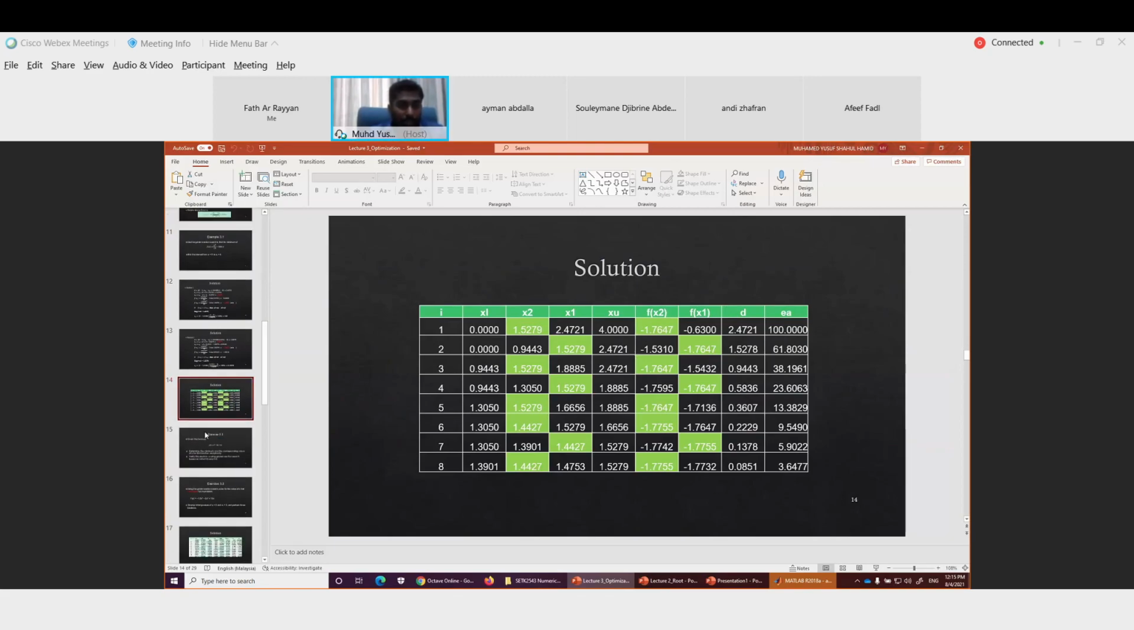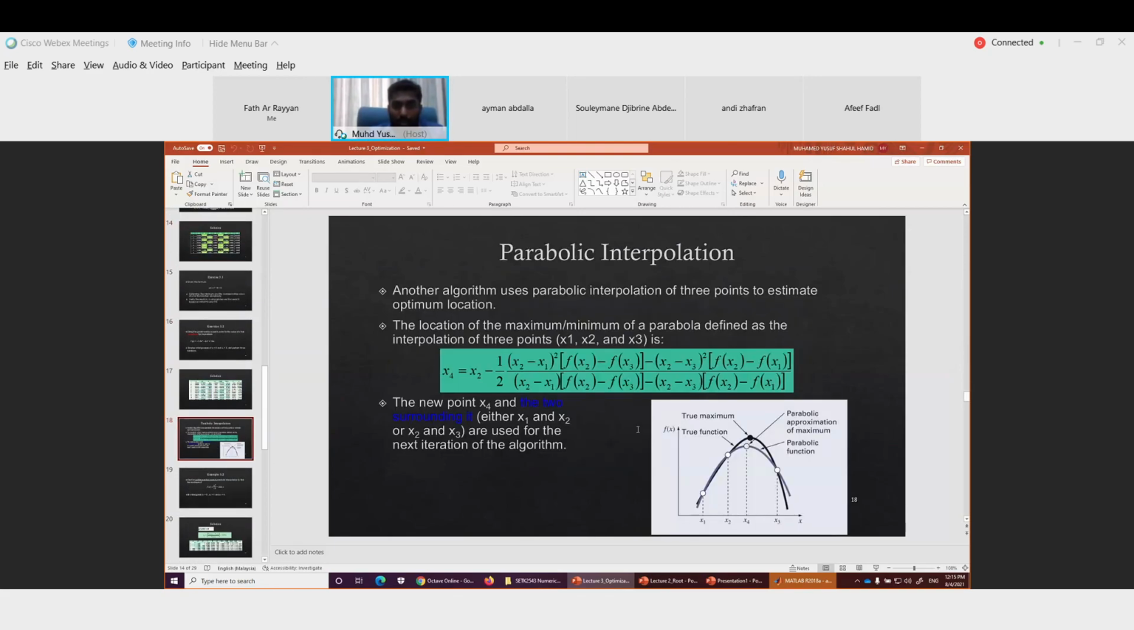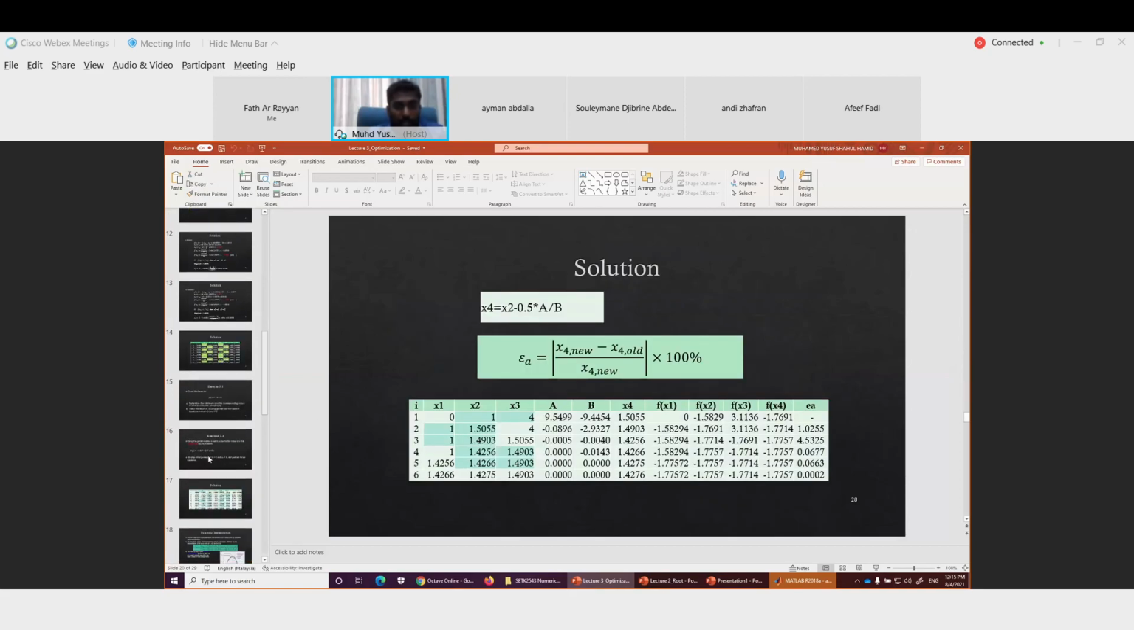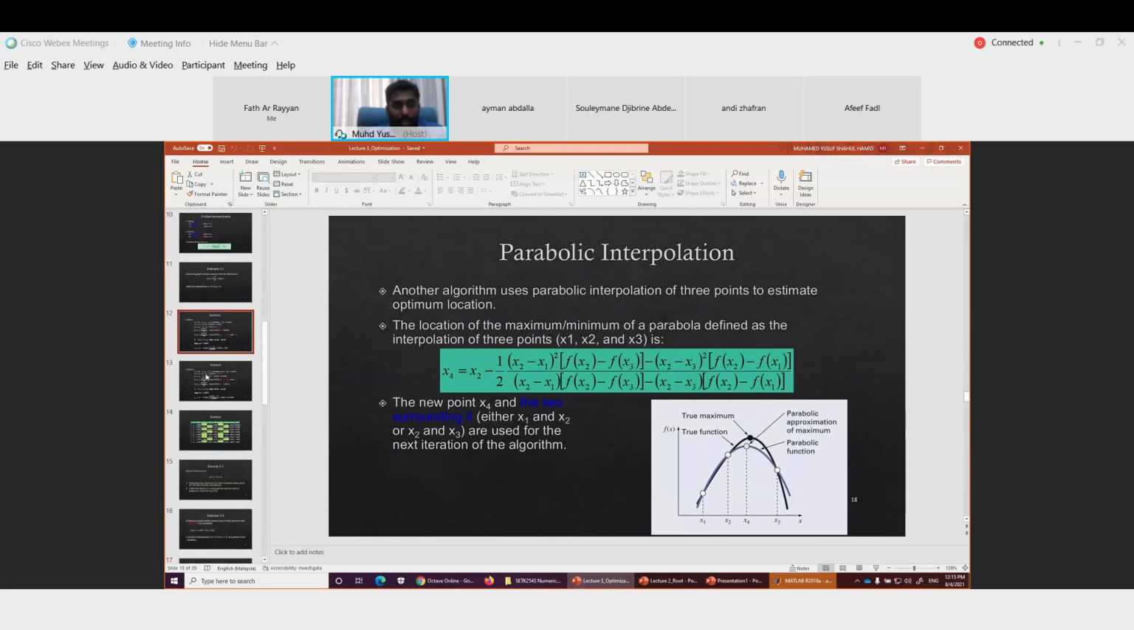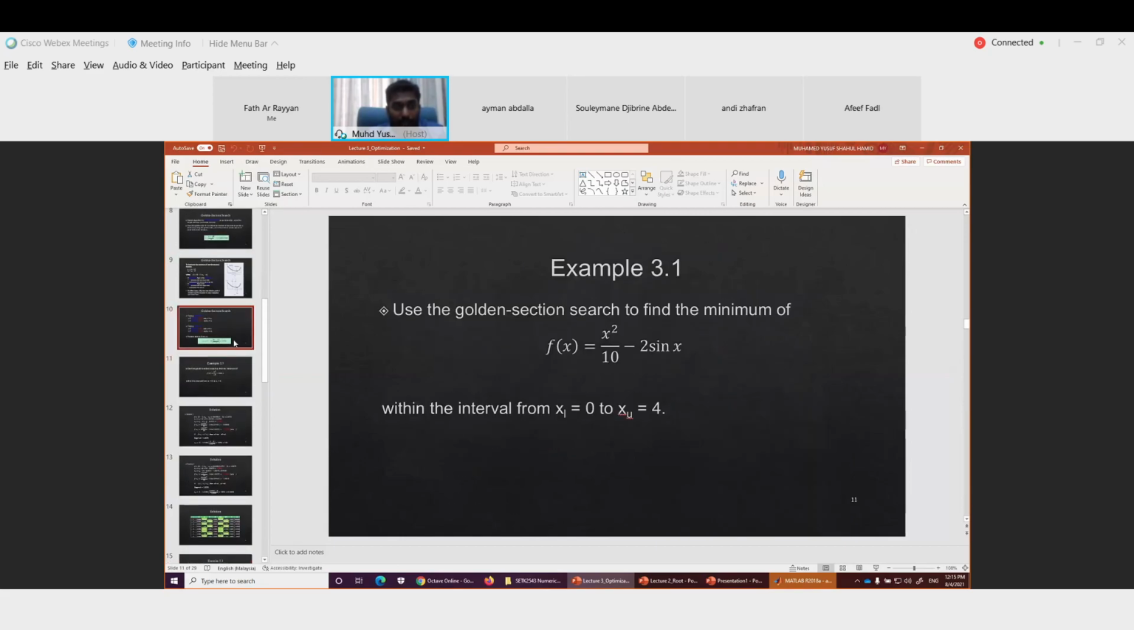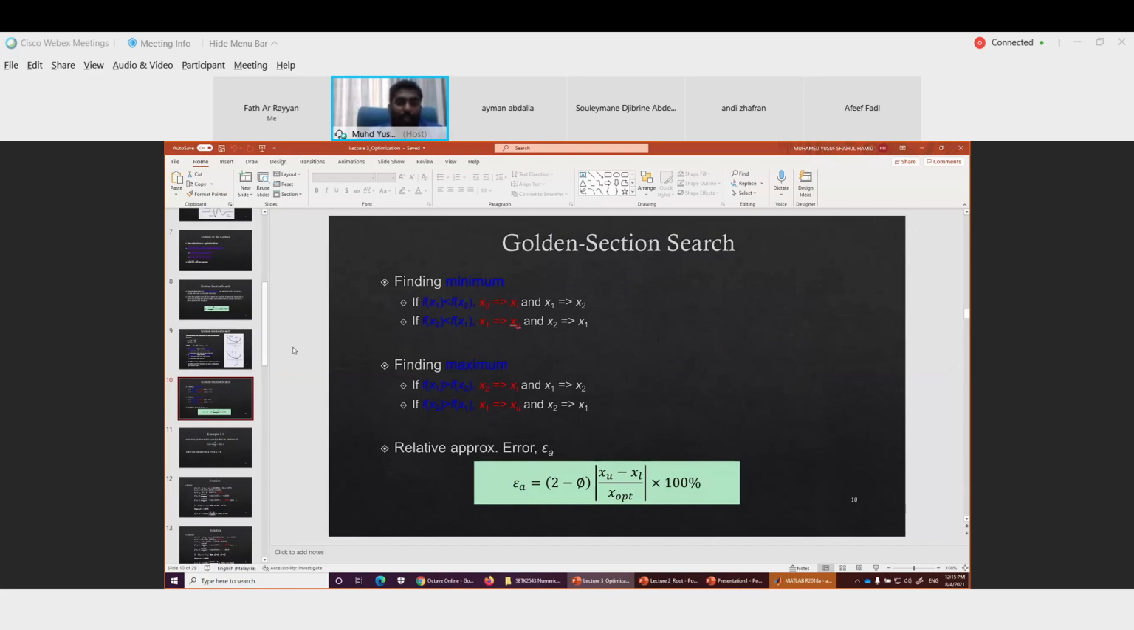So, the golden section method, I guess that one is all about the golden section method. The next one is the parabolic interpolation. I didn't plan to go for parabolic interpolation today. We're just taking a look at the golden section method. So, any question about the golden section method? Is it confusing? Okay, of course it's not.